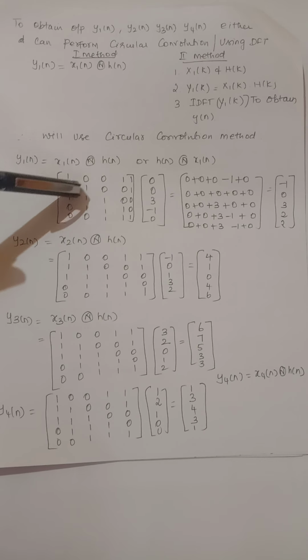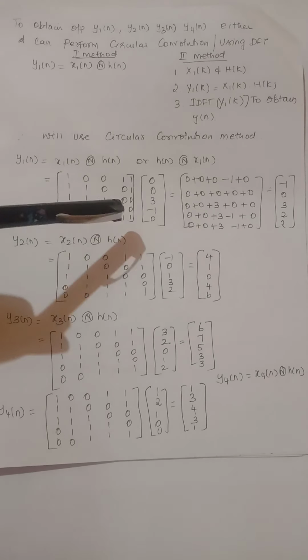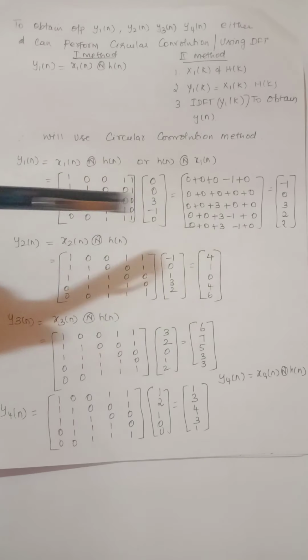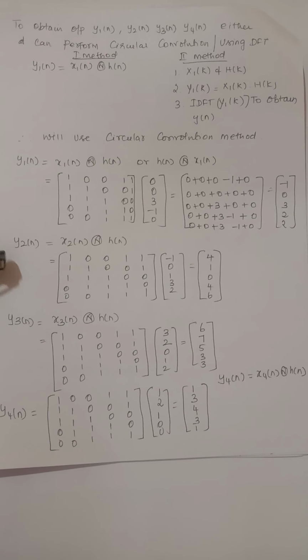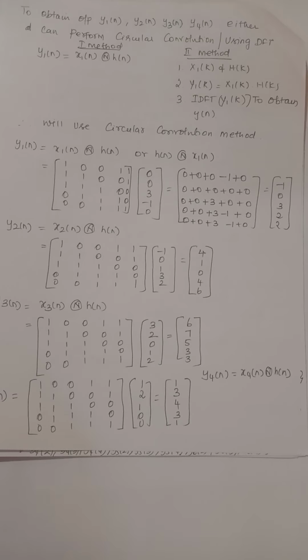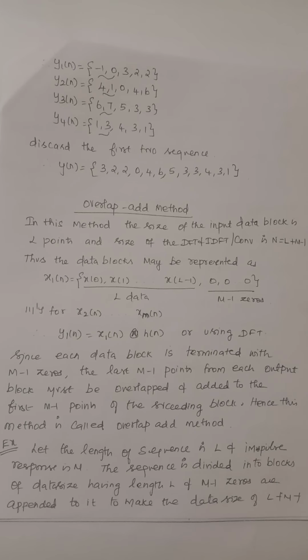Now I am going to perform the shifting. We are already familiar with circular convolution. I have performed circular convolution of the impulse response and x1 of n and obtained these results. Finally I have done it for all the sequences. Here we have obtained 4 different outputs.